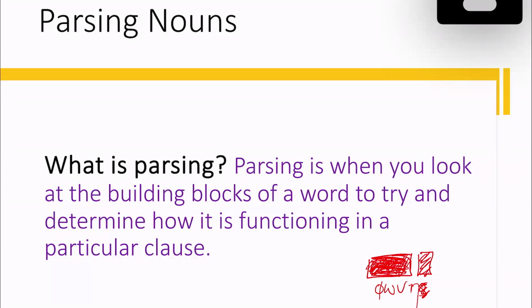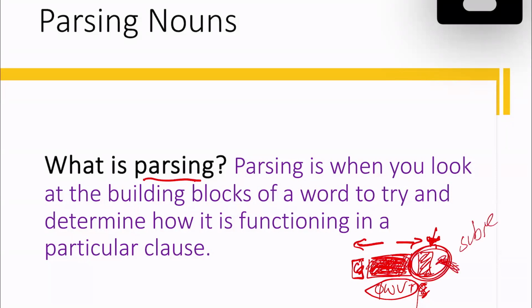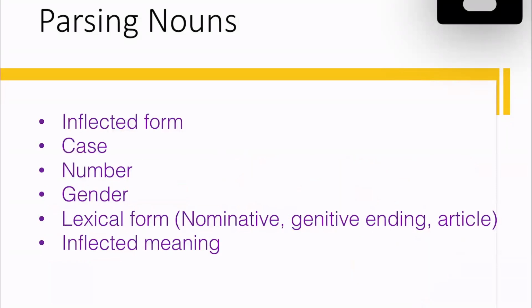We have different building blocks that then get added onto words, and they change how the word is functioning in the sentence. And so when we're parsing, we're pulling apart these parts of the word so that we can work out, okay, there's the stem of the word. What has been added on? Okay, this is the extra part. And so now I know that this word is functioning as the subject because of these parts that I've pulled apart when I'm parsing. And so these are the questions that you want to ask yourself when you are parsing a word.